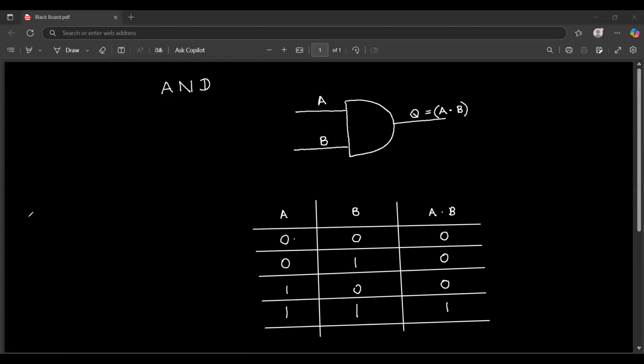Next, we are going to talk about the OR gate. The OR gate looks like this. The symbol of the OR gate looks like this. So this is what we call the OR gate. The OR gate also takes more than one input, let's say A and B in this case. Well, the output can be given as A plus B.